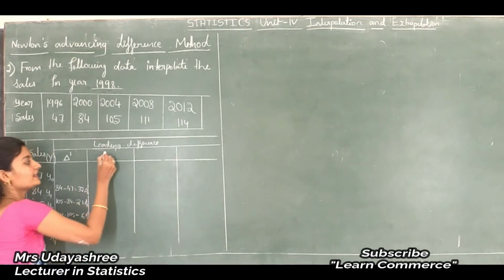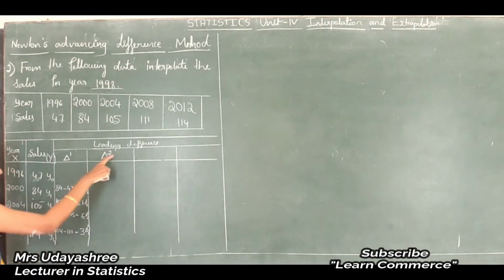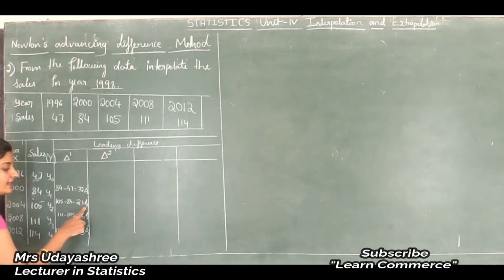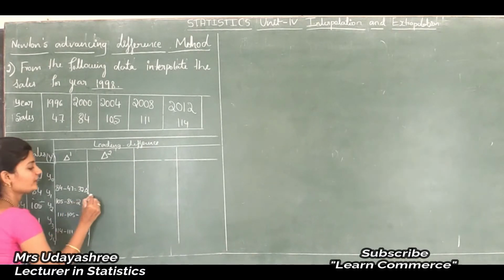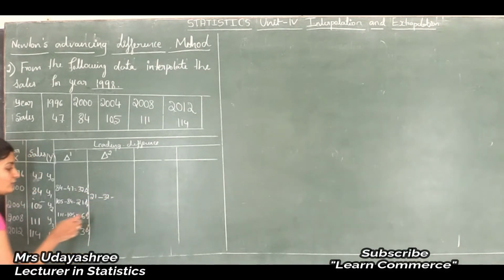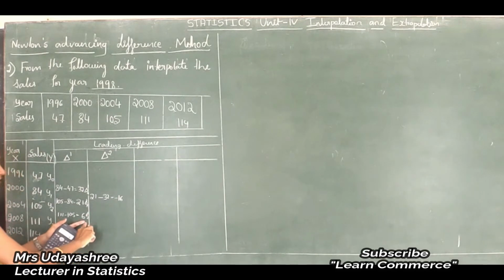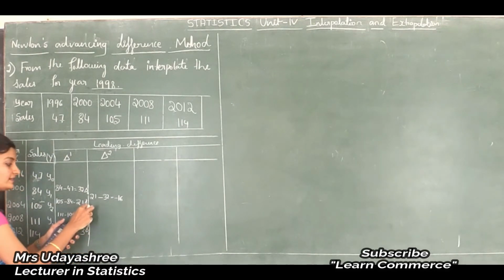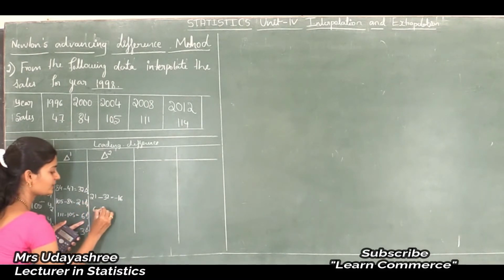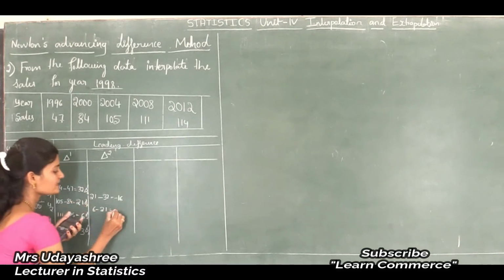Next column is delta 2, that is the second leading difference values. How to find the second leading difference values? That is delta 1 1 minus delta 0 1. Here delta 1 1 is 21, so that is 21 minus 37, which is minus 16. Next, delta 2 1 minus delta 1 1. That is 6 minus 21, which is minus 15.